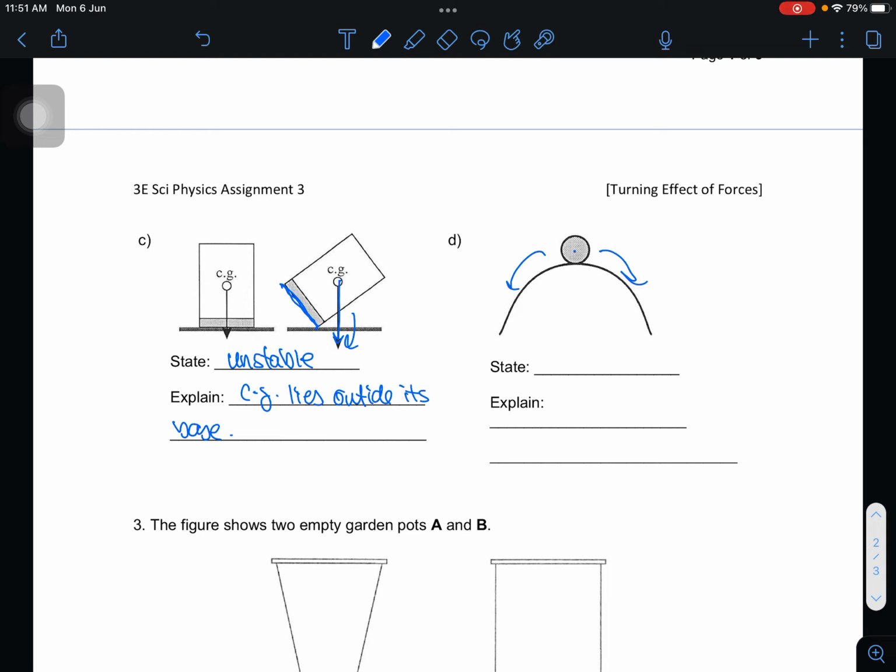All right, likelihood is no, unless a third party force, somebody actually picks up the ball and puts it back there. On its own, it will not go back, it will not be restored to its original position. So this is what we call unstable. So why? The CG, in this case, we explain using the CG. The CG will drop and not go back to its original position.